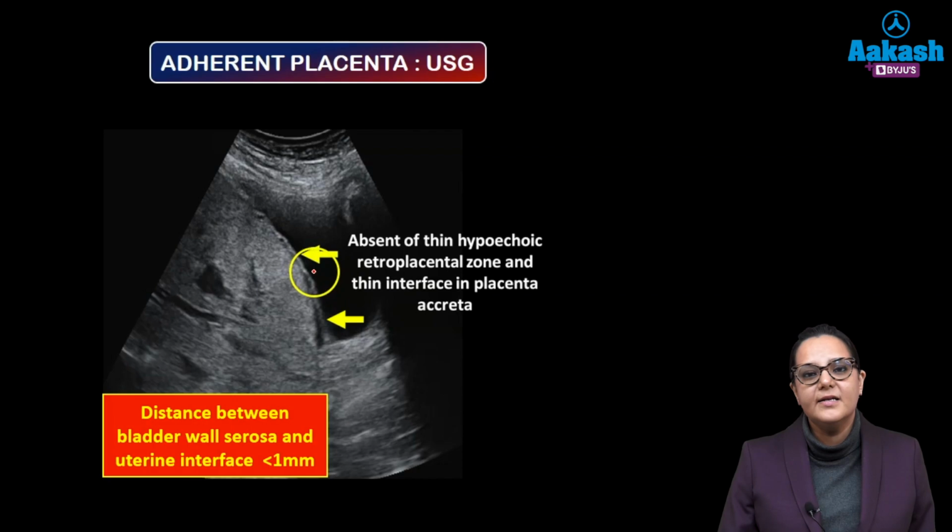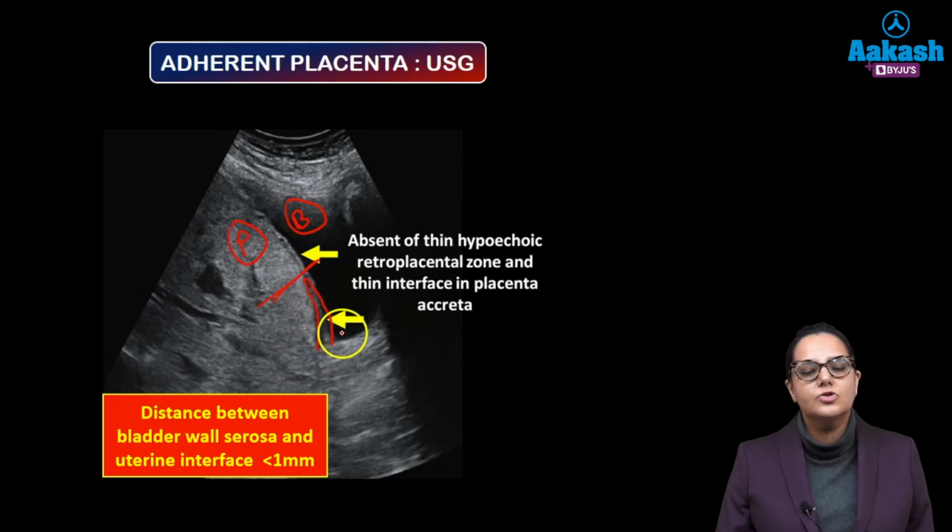Here the placenta is partially adherent. So till here, no black line can be seen between the bladder and the placenta, right? No black line. But here we can appreciate a thin black line, right? So this is a partially adherent placenta. And what is the diameter of the hypoechoic zone? So the distance between the bladder wall serosa and the uterine interface should be less than 1 millimeter.